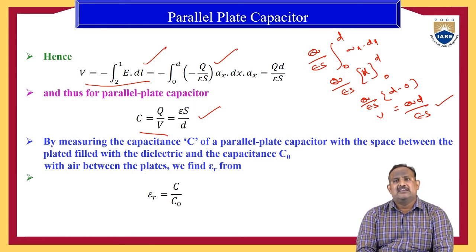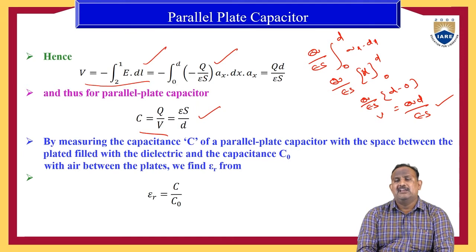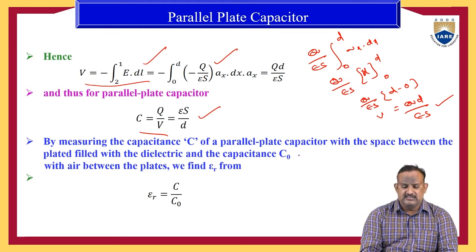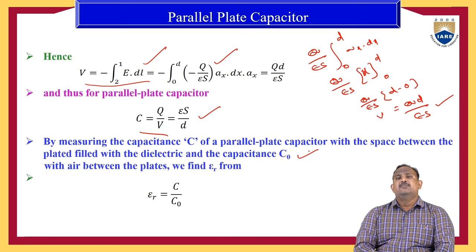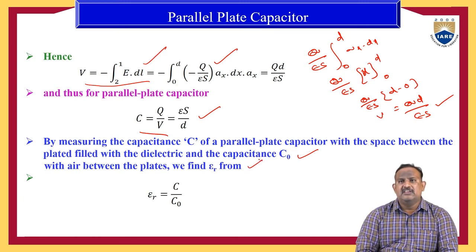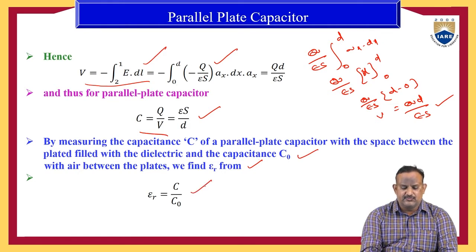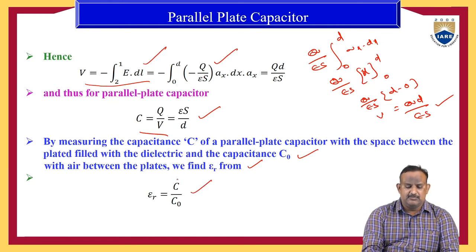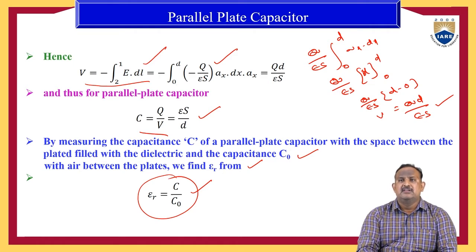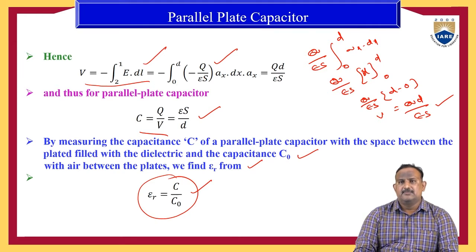By measuring the capacitance C of a parallel plate capacitor with the space between the plates filled with the dielectric, and the capacitance C0 with air between the plates, we find epsilon R. Epsilon R is the relative permittivity, the ratio of capacitance C to capacitance C0, C by C0.